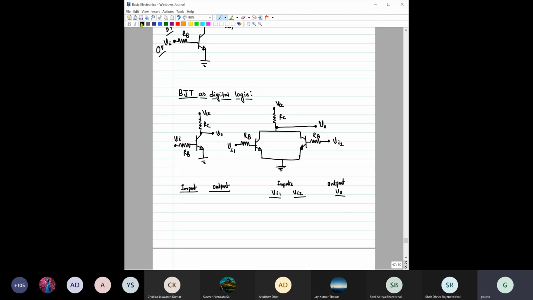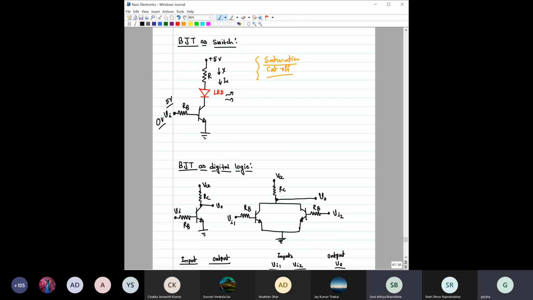Now to briefly discuss about how this BJT can... I don't understand why only two regions. Why only in two regions?